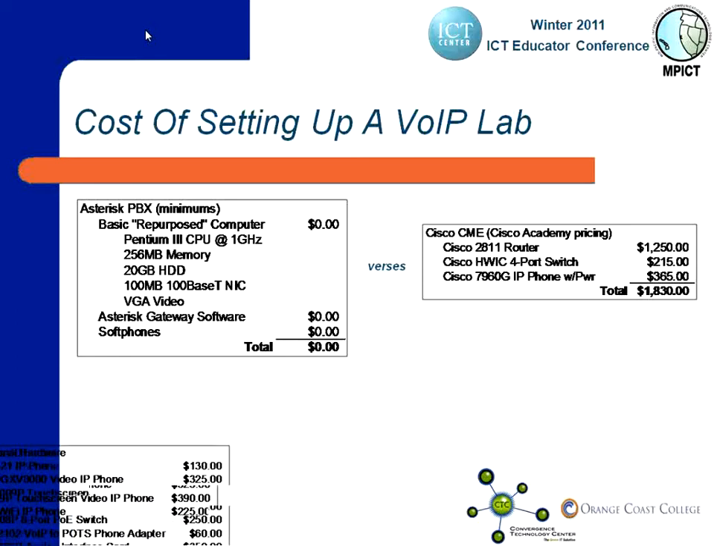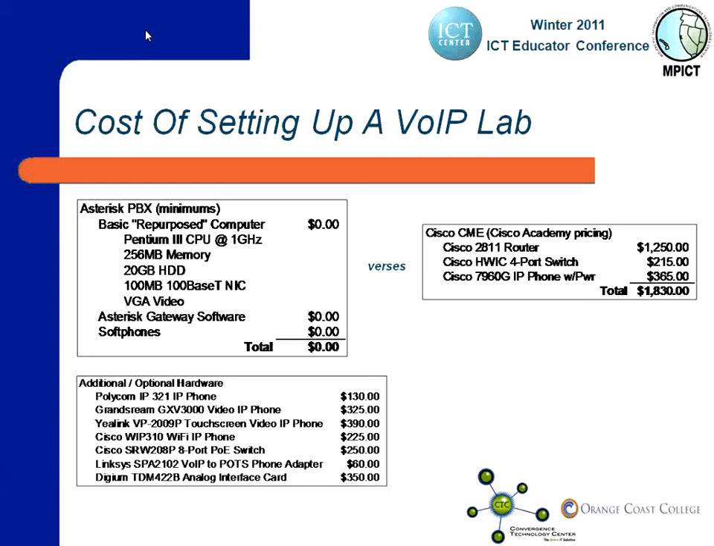Okay, but there are some optional things that you might want to get instead, and that's what I brought with me today as well. For example, you probably do want to buy some hard phones. Now, I brought with me a couple of very, very simple, inexpensive SIP IP-based phones. These are Polycom 320s. The Polycom 320 is about $130 each.